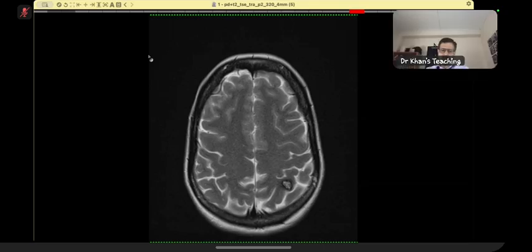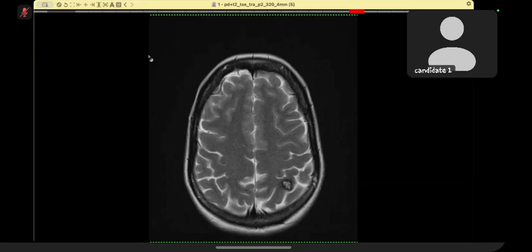Can this be a tumor? Unlikely, because I do not appreciate any vasogenic edema. I am not able to see any mass effect, although such a small tumor won't cause a mass effect, but there is no sulcal effacement and there is no surrounding edema. So tumor is less likely.